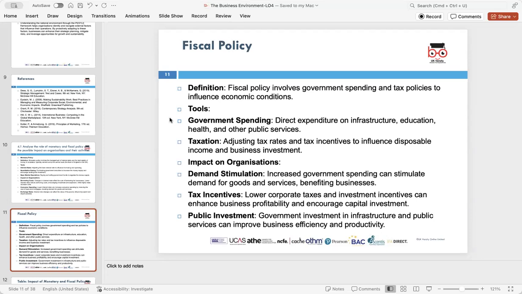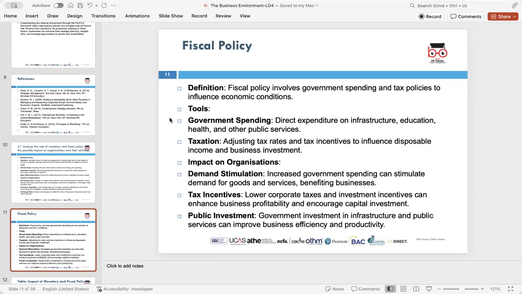For example, government investment in infrastructure projects can create jobs and increase demand for construction materials and related services. This can lead to a multiplier effect where increased spending in one area stimulates economic activity in other sectors.